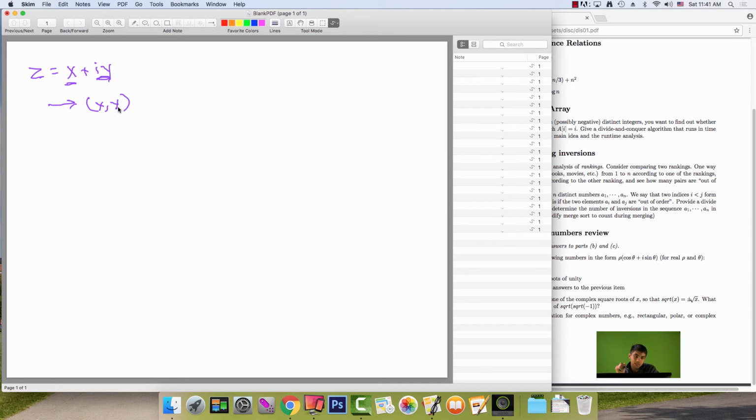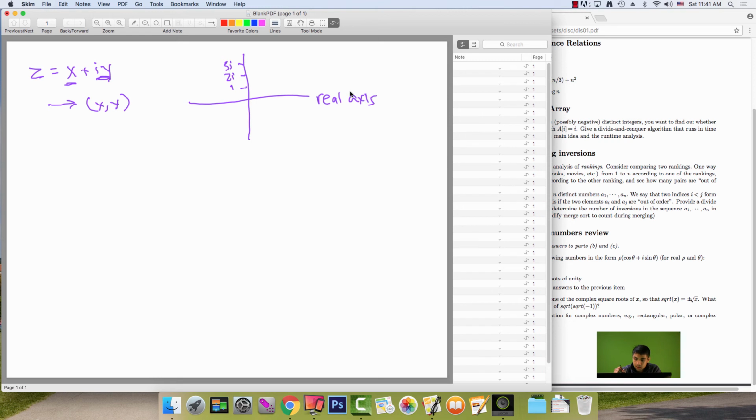And these coordinates are actually used for plotting complex numbers in something called the complex plane. And this looks exactly like the xy plane. The only difference is that instead of having 1, 2, 3 on the y-axis, you'll have i, 2i, 3i, and so on. So the x-axis is referred to as the real axis, and the y-axis is referred to as the imaginary axis.